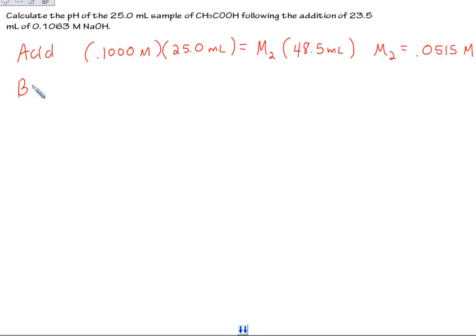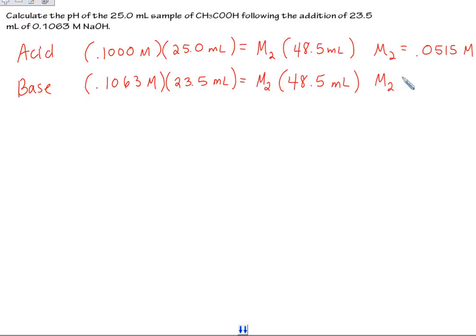We'll do the base, same way. Originally, the base, I get it, it's 4 sig figs, but we're usually good plus or minus 1. So I'm feeling more comfortable with 3. These volumes are in 3 sig figs. Whoopsie, 23.5 is the original volume of base. We want to know the new molarity at 48.5. M2. Perfect. 0.0515.